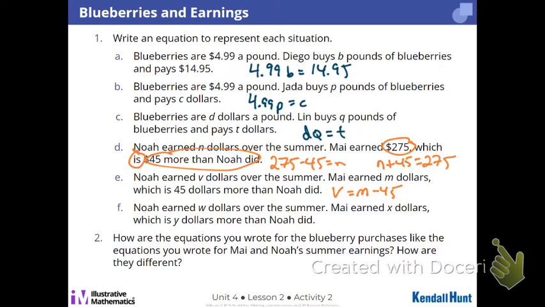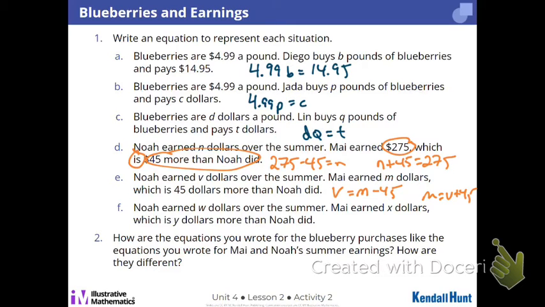N is Noah. V is how much money Noah earned, and N is how much Maya earned. Two different ways: it's this one, we did that one there. We just flipped the left and right. Okay, M equals V plus 45. You could also do M equals V plus 45 as well.